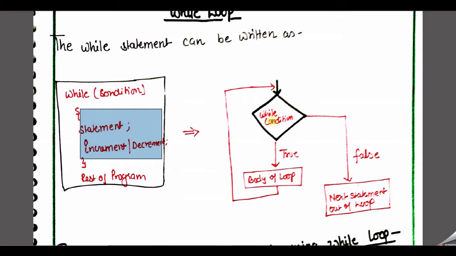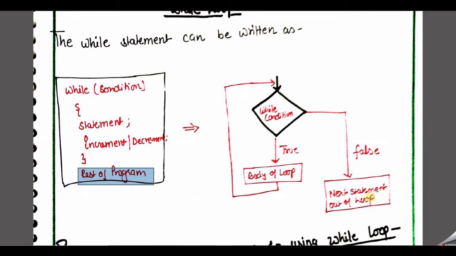to the while loop, again check the condition, and again if the value is true, then again execute your statement, and again you apply the increment and decrement function, and then where do we have to go? We again go to the while condition. But if we get the condition value false, then where do we have to go? We have to go to the next statement outside the loop, that means the rest of the program. If we see the syntax, what is the next statement out of the loop? It is the rest of the program.